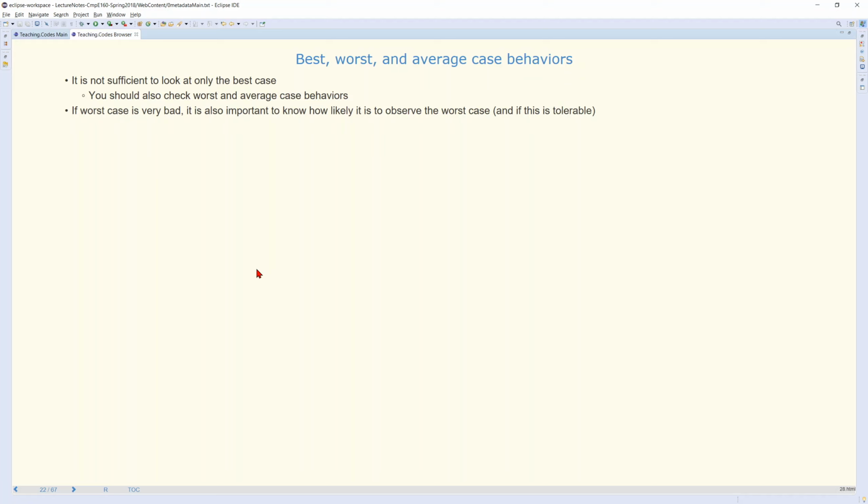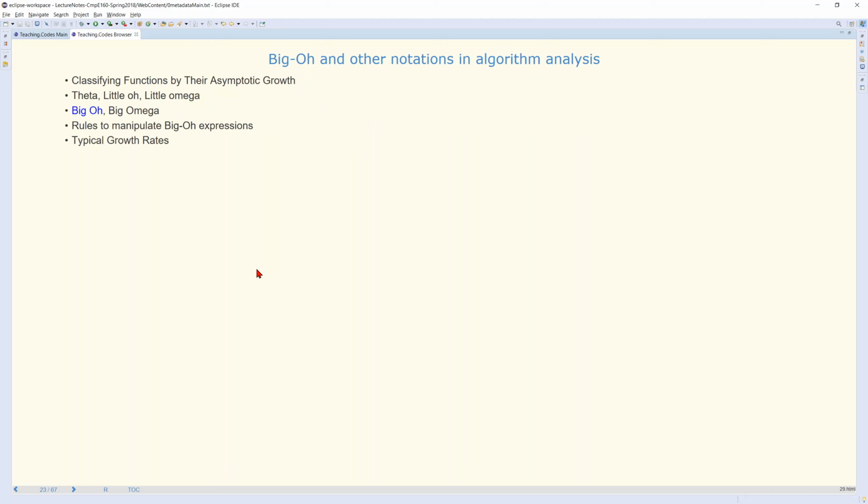But in some cases, say, if you're talking about the registration system, if the system fails one in a million attempts, that might be tolerable. So we should be interested in the best case behavior, but the more important would be looking at the worst case behavior and the average case behavior. So we should be able to classify our algorithms.